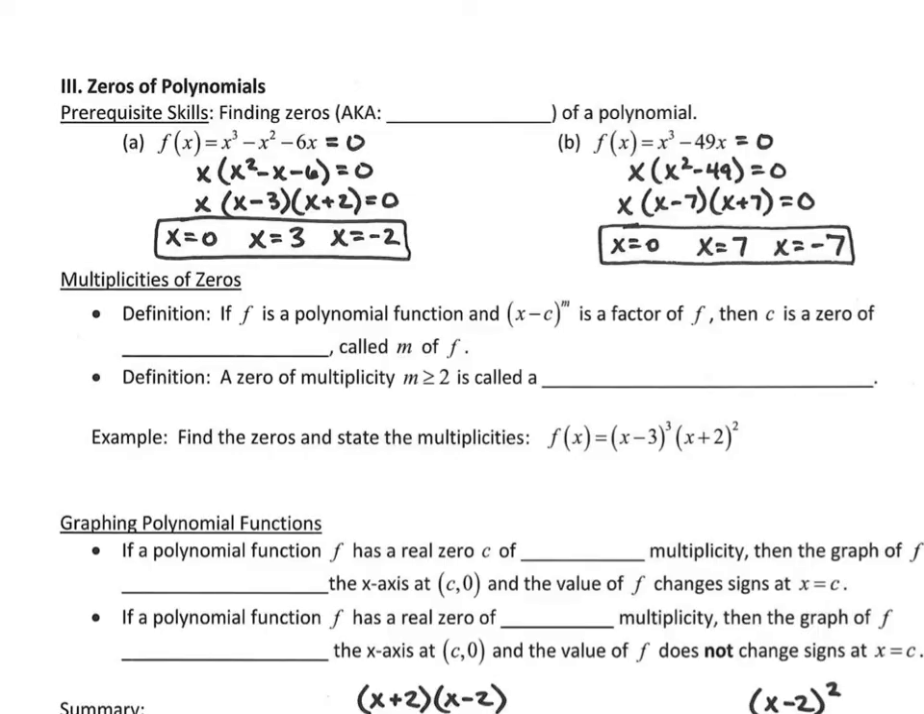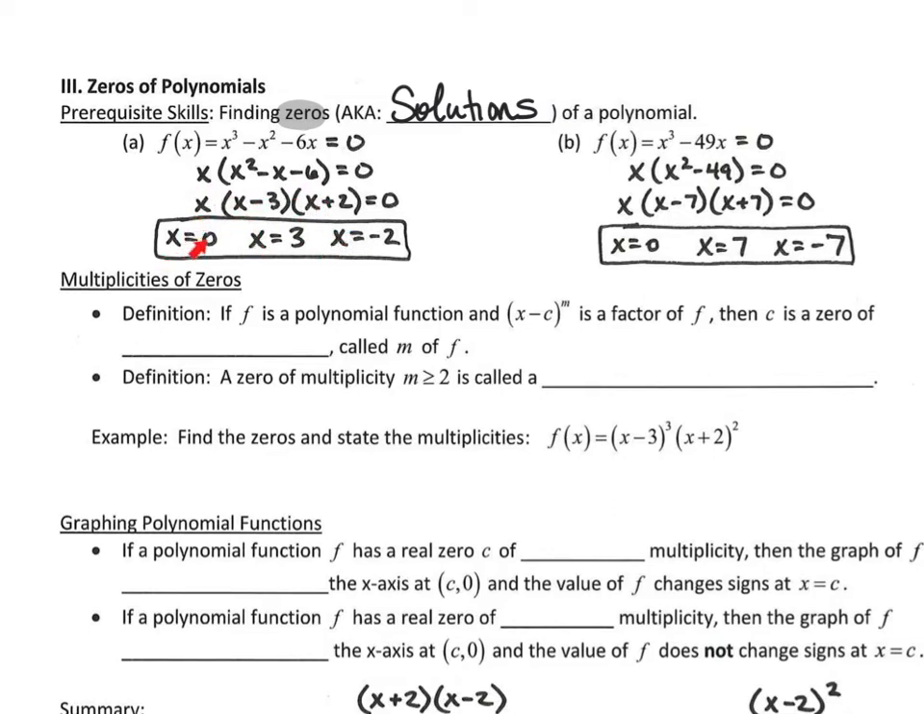Another skill that might be useful when it comes to polynomials is using their zeros, aka their solutions. Zeros is just another word for solutions of a polynomial. I've written out 2 examples for you of finding zeros, which we've done before. When you're trying to find the zeros of a polynomial, you just factor it and set each of the factors equal to 0 and solve.